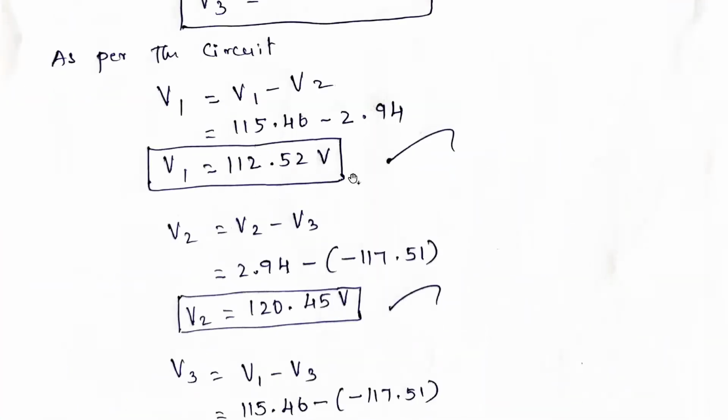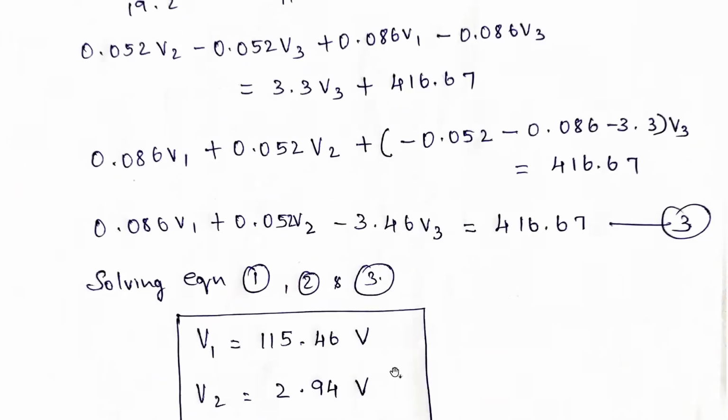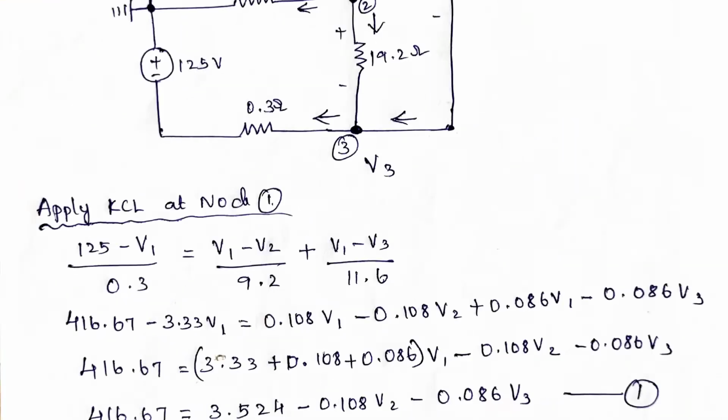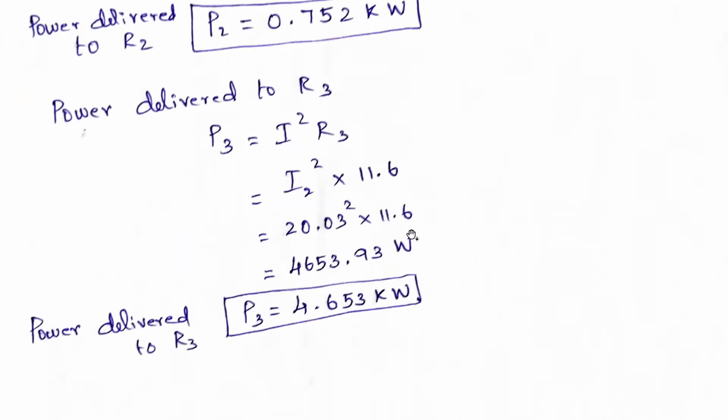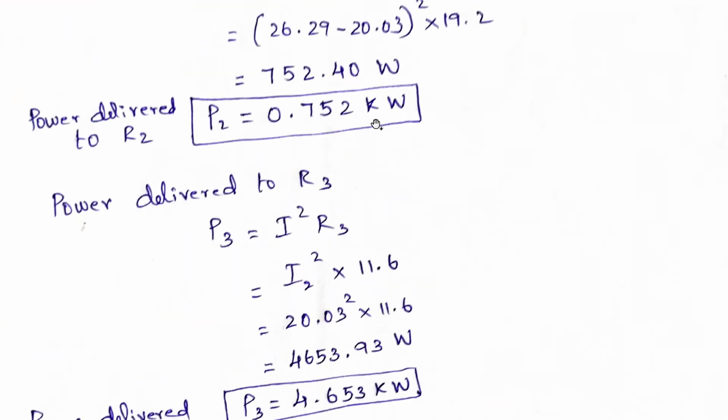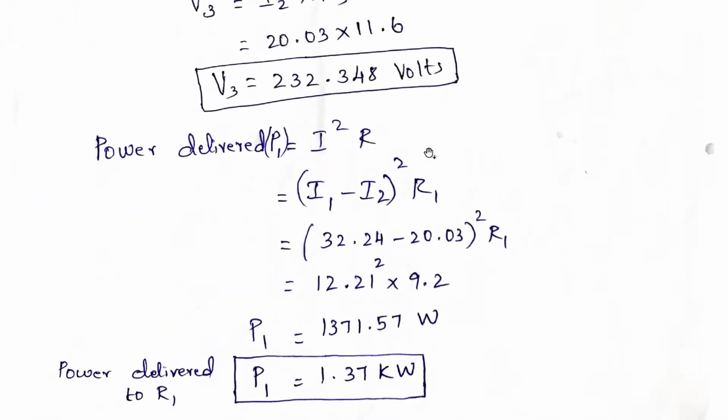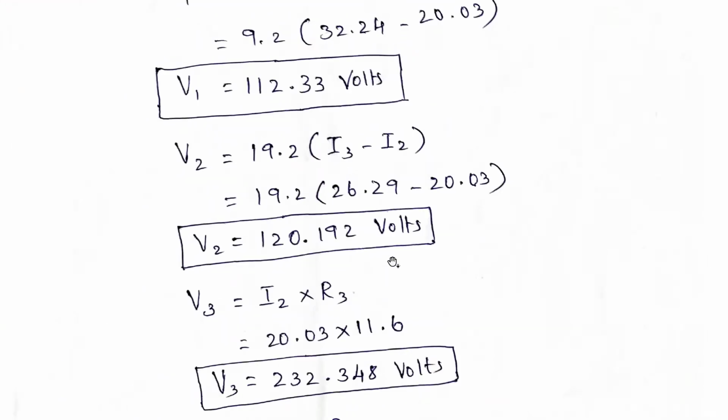So here also V1, V2, V3. If you verify this nodal analysis with the mesh analysis, we'll get the same answer, because here you see 4.653 kilowatt, here also 0.752 kilowatt. Here we got 1.737 kilowatt. Here also V1, V2, V3 we are getting almost the same: 112.33, 120.192, 232.348 volts. So we are getting the same answer for both the methods.